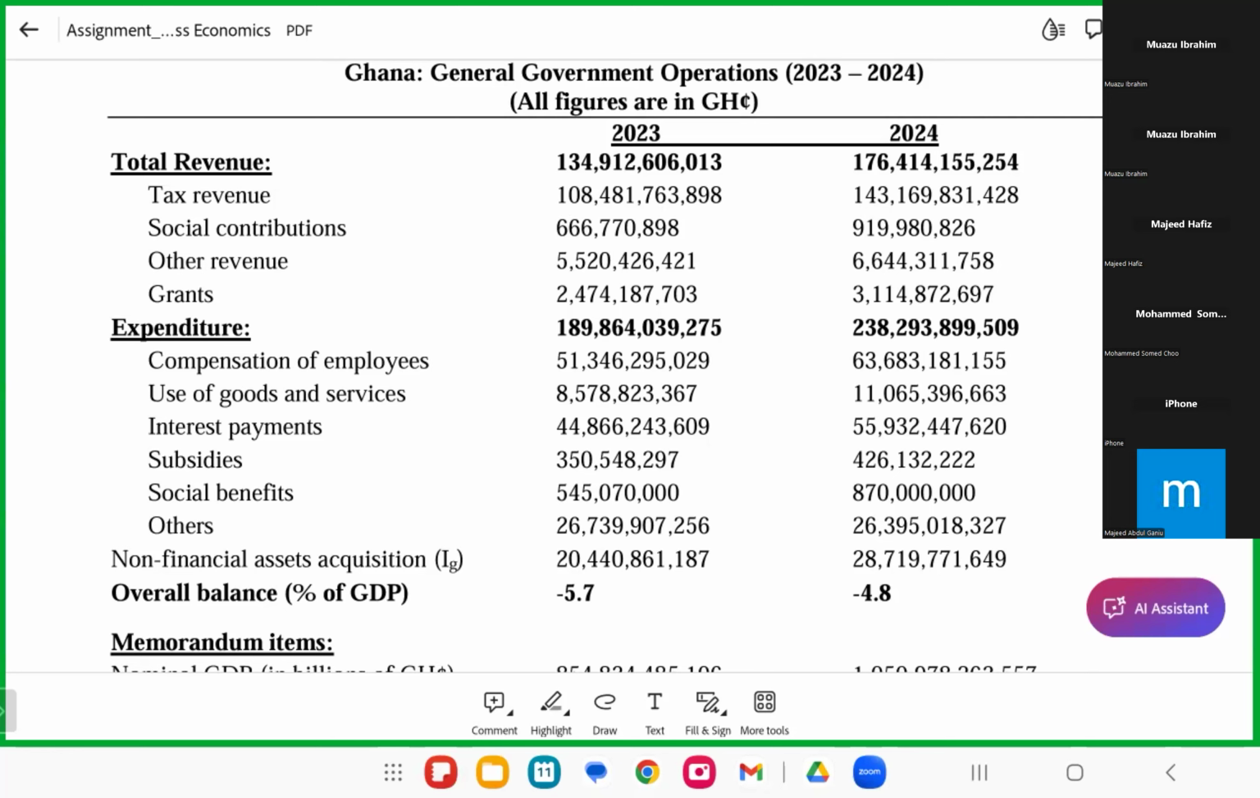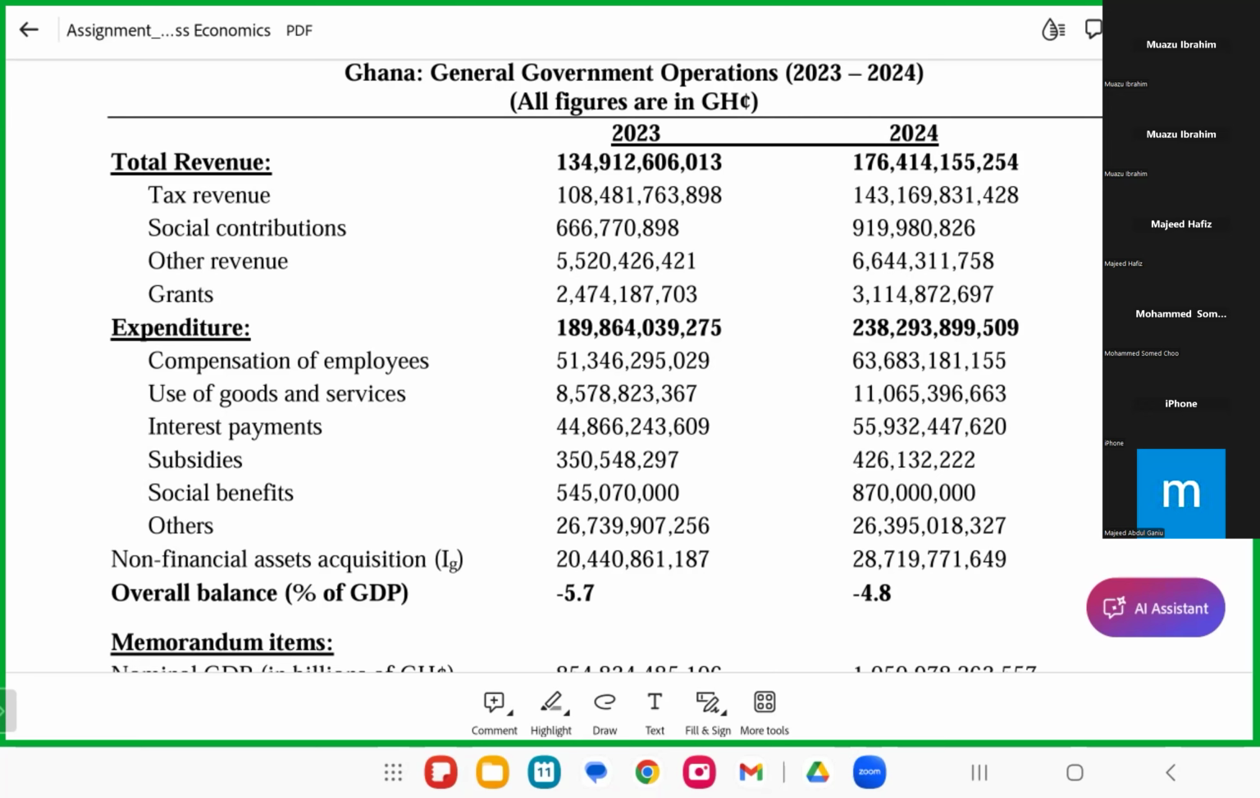And on the expenditure side, we are looking at compensation of employees, that's the wages and salaries. We have 51 billion in 2023, and 2024 is 63.6 billion. Government consumption expenditure, that is the use of goods and services here, 8.6 billion, 11 billion. Interest payments and the rest. So you can even see the various discretionary and non-discretionary items.